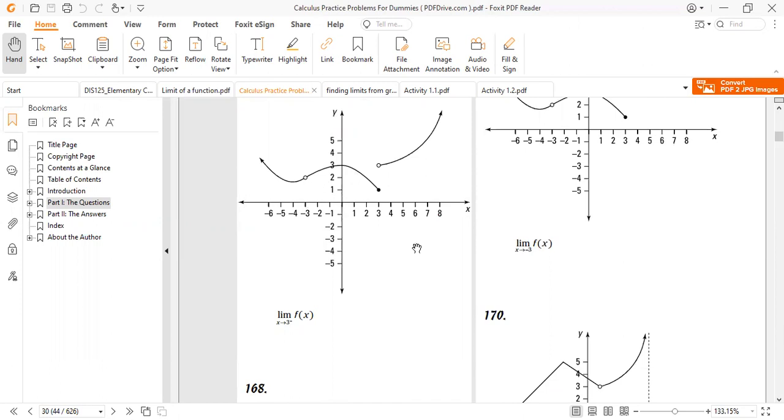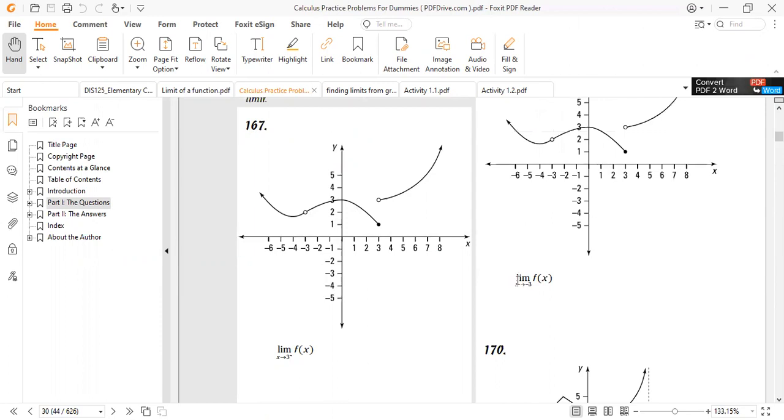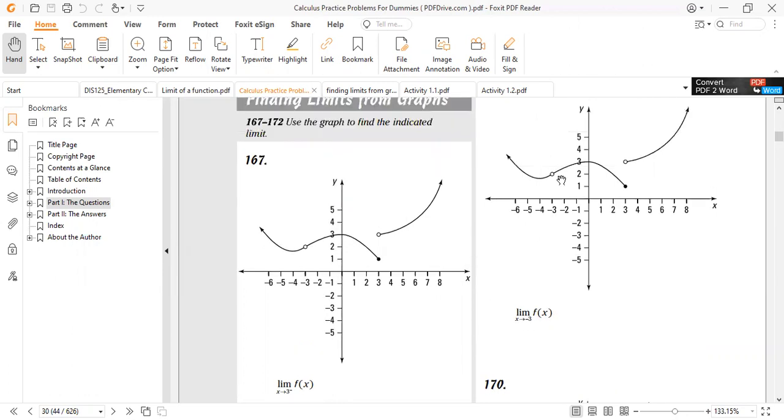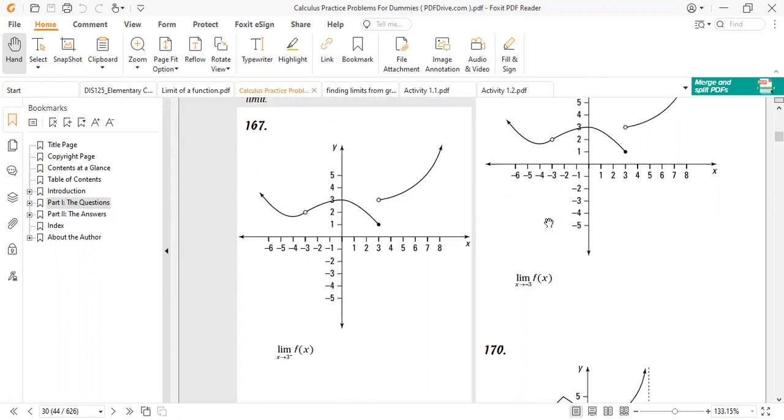In this other problem, they're asking us for the limit as x approaches -3. So we need to find the left-hand limit and the right-hand limit. When approaching from the left, you can see that the values are heading towards 2 in this function. And when looking from the right side, you can observe that the values are heading towards 2 as well. So that means our limit is 2. That's how we can find limits of functions.